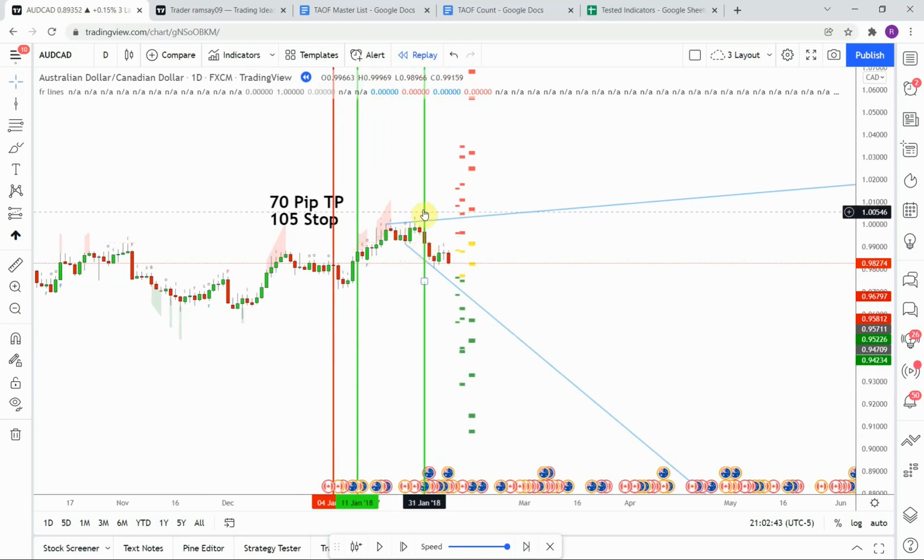And then over here, we get this break to the downside on this one right here. And again, price action pushes down pretty nicely there, also getting us to take profit. Let's go ahead and continue on.